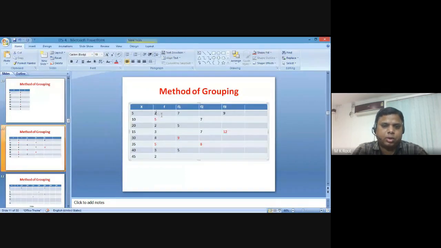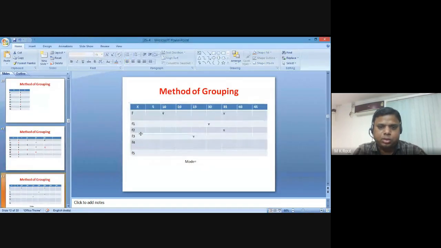Then the next one is grouping by using 2 digits. That is 2 plus 5, that is 7. Then 2 plus 3, that is 5. 4 plus 5, that is 9. 3 plus 2, that is 5. So from this table F1, we get the highest value, that is 9. 9 refers to 30. That's why I put a tick here in case of 30.